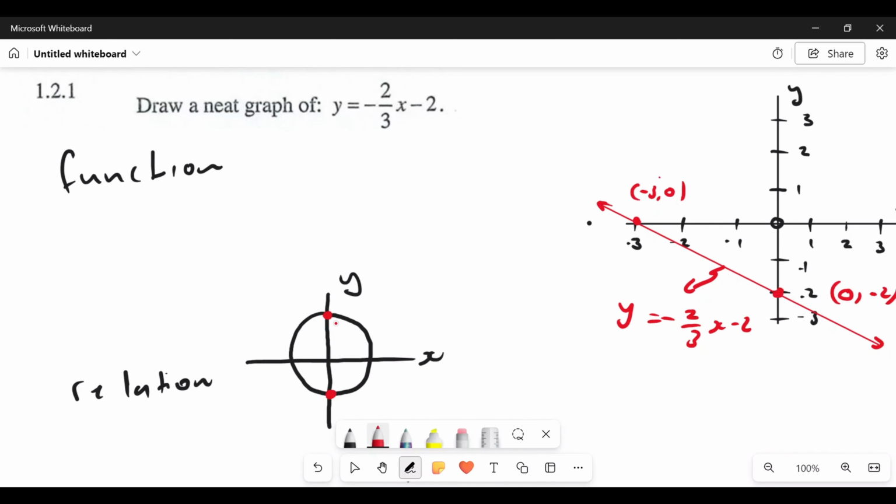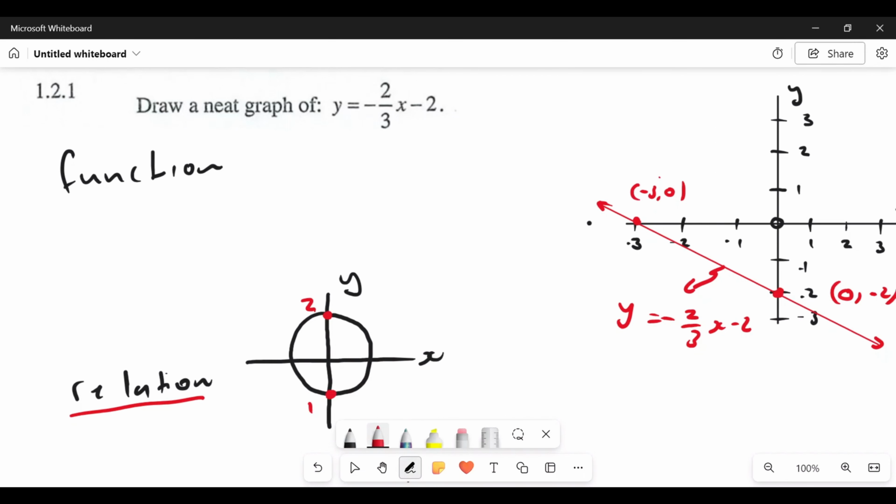So if it cuts it 2 times or more, just know that it's a relation. It cuts it here and also cuts it there, so it means it's a relation. Any graph that cuts the y-axis twice or more, just know it's a relation. This is the simplest of them all.